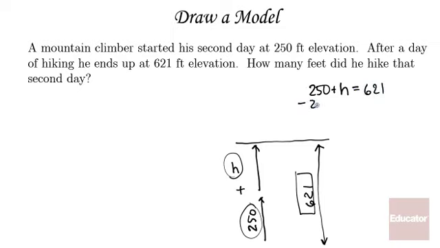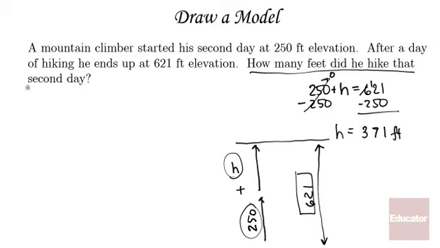Let's subtract what he did the first day to reveal to us how much he hiked the second day. 250 minus 250 is 0. And h equals, his second day's hike equals 1. 12 minus 5 is 7. And 5 minus 2 is 3. So on his second day, he hiked 371 feet. Remember to include your unit of feet. Let's go back and check that that's what the problem was asking for. How many feet did he hike that second day? And yes, on the second day, he hiked 371 feet.